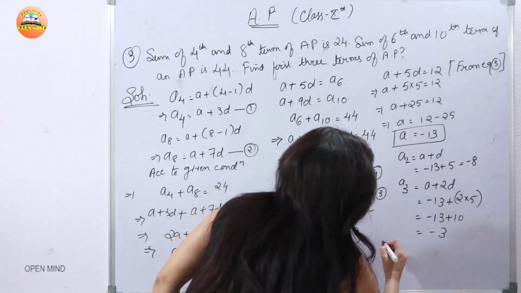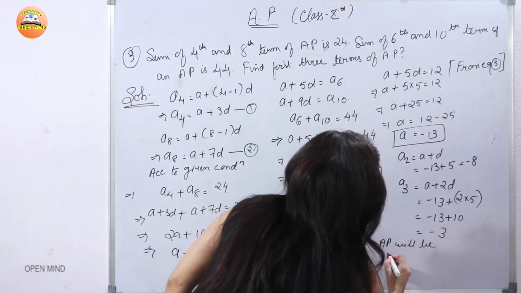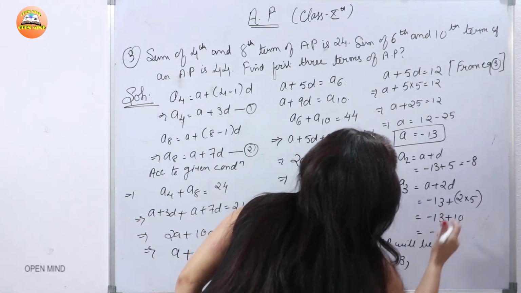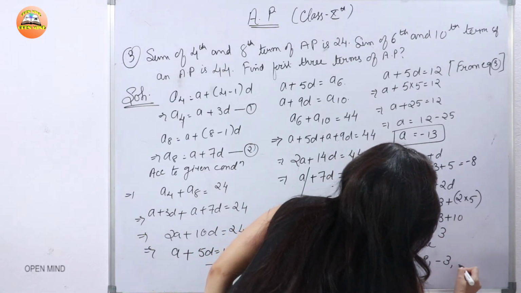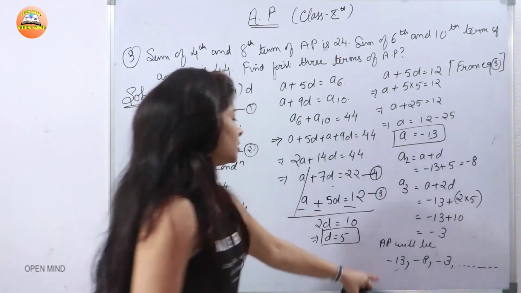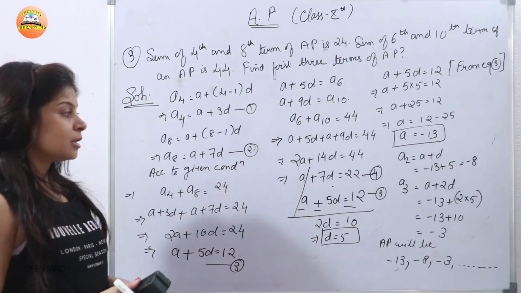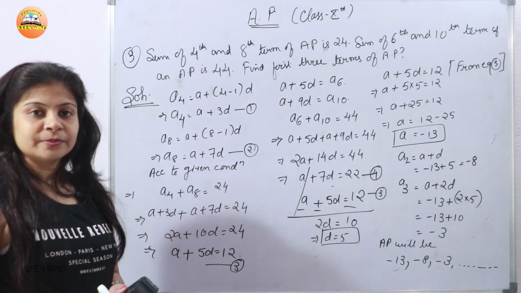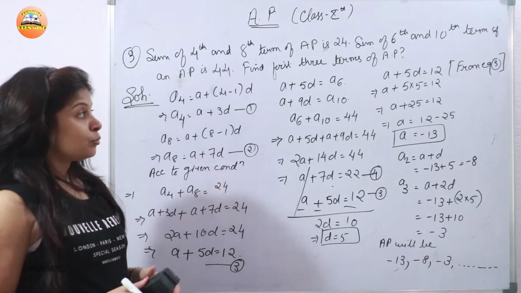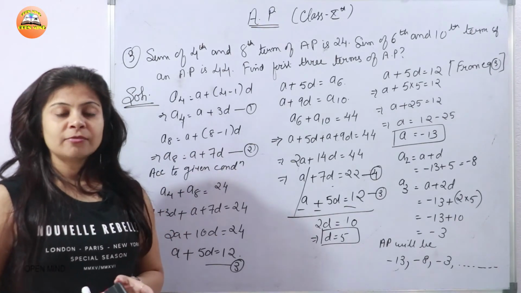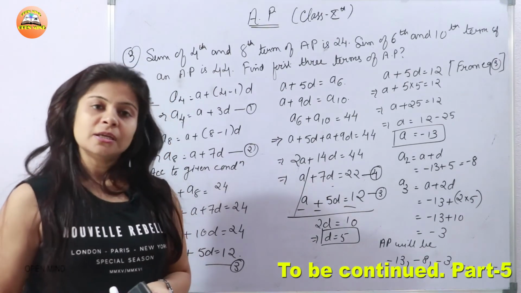So what is the series? The AP will be as such: minus 13, comma, minus 8, comma, minus 3, comma, and so on. So this is the required AP. In this way we solve this entire question. This question generally comes for 4 marks, and we have to do each and every step very carefully and correctly so that we don't make any mistakes while solving the equations.